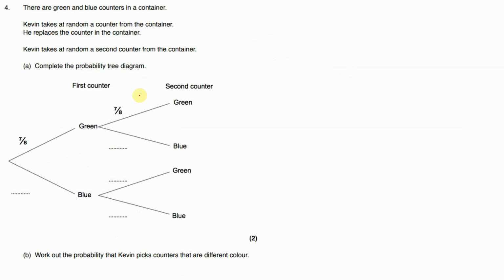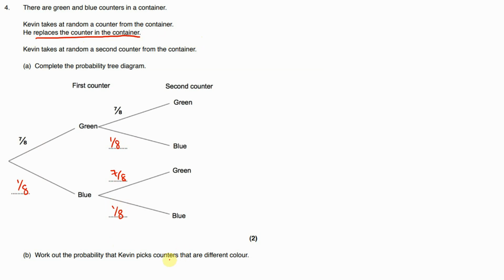And then final example. So there are green and blue counters in a container. Kevin takes a random counter from the container. He replaces the counter. So that's how we know this is an independent question. Kevin takes a random second counter. So, if it's 7/8 to be green, it must be 1/8 to be blue. So I'm going to fill that in. It's just the same down here.